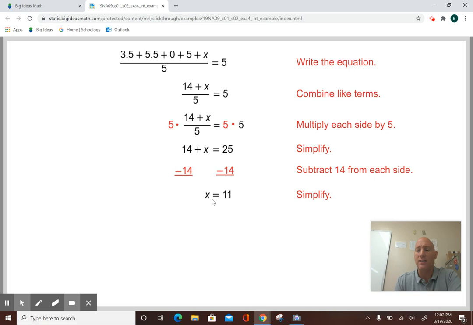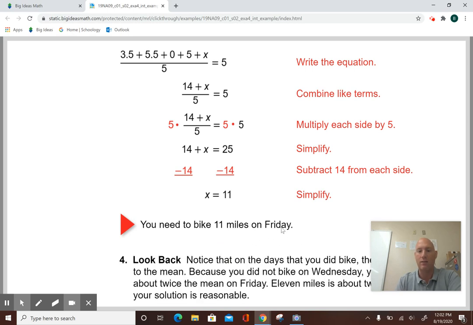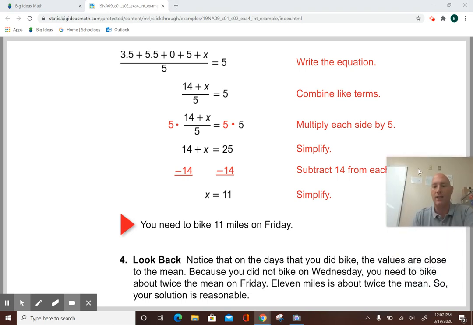What this means is they will need to bike 11 miles on Friday to have an average of 5. Another way you can think about this is that this happens all the time in your class: what do I need to get on this test to have an average grade of a certain number? That's where this problem would come up a lot. Then you can look back and check, does that make sense?